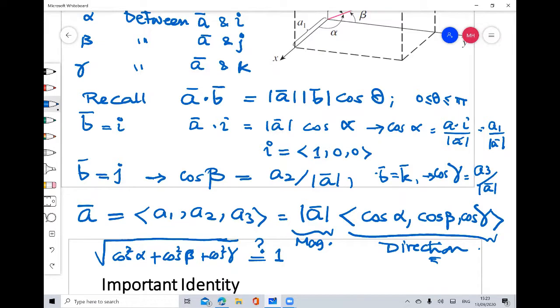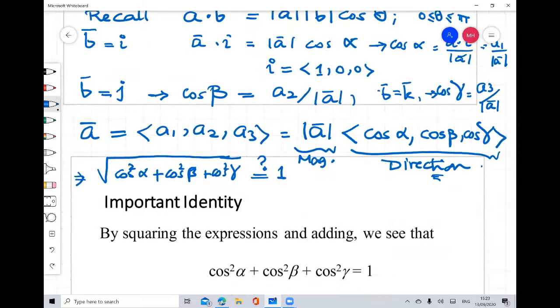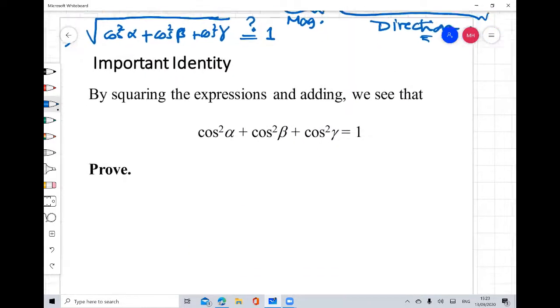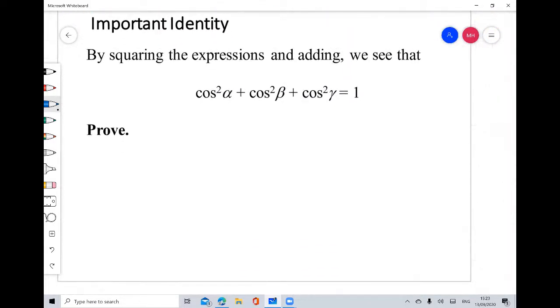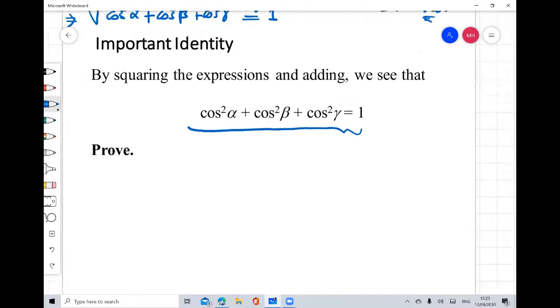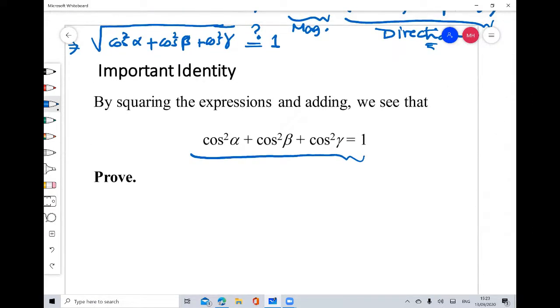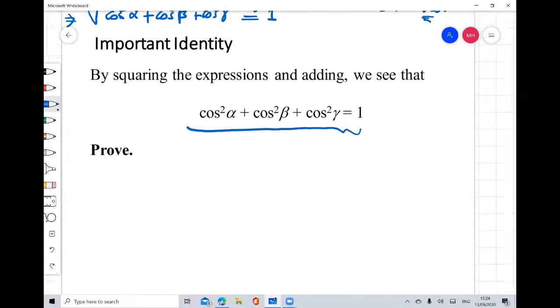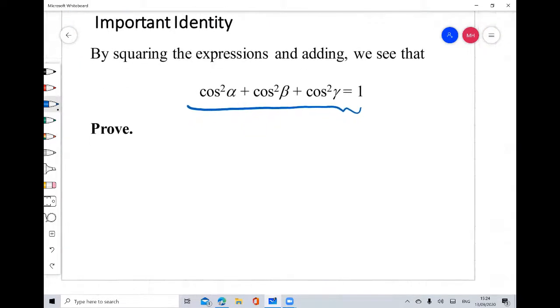Okay, this will let me arrive at the next important identity that relates these cosine angles, or direction cosines, with each other, and gives me a unity, as if I'm squaring the length. If I square it, I'll get 1 squared. I want to prove that the vector has unity length. So proving, actually I'll go back to the same analysis.